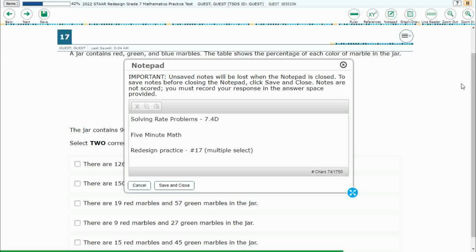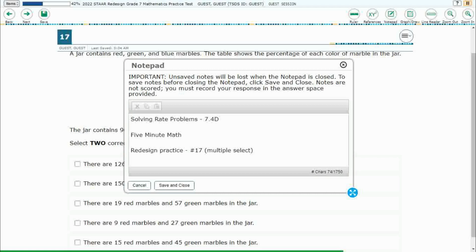Today we are looking at the 7th grade concept of solving rate problems. This is standard 7.4D in the great state of Texas, and we are using item number 17 off the Redesign Practice Online STAAR Test. If you haven't done so already, please go ahead and take a moment to pause the video, work this problem out on your own, unpause it, and we will look at our answers together.